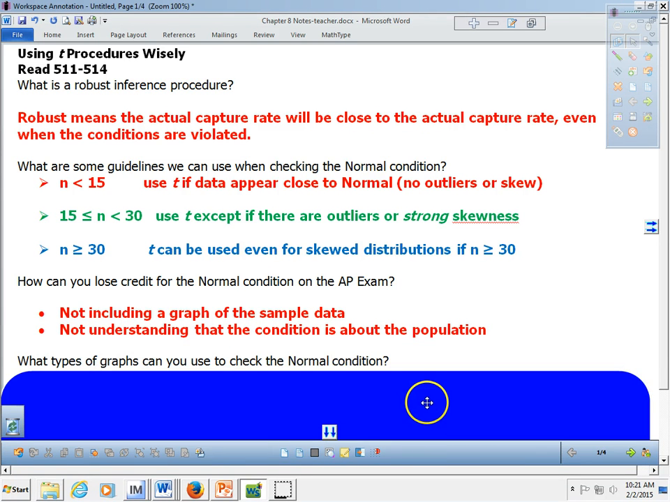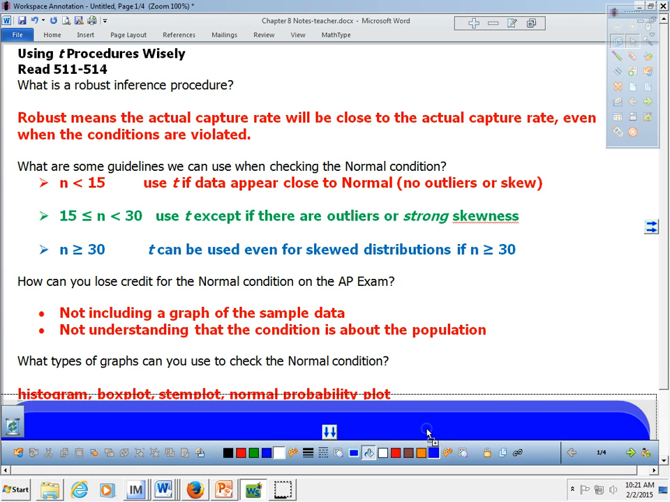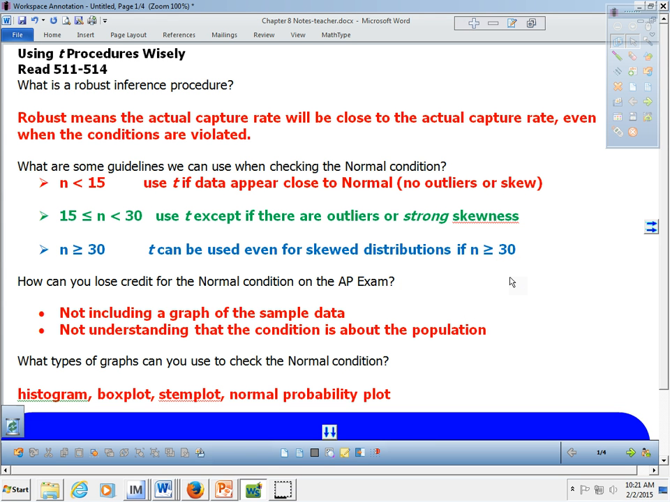What types of graphs can you use to check the normal condition? And I just mentioned a bunch of them. You can do a histogram, a box plot, a stem plot. A dot plot would be fine. A normal probability plot would be really nice. A normal probability plot's kind of tough to graph on paper. So as nice as it would be to look at that, we need to find something that we can graph pretty quickly. And again, dot plots are probably your best bet.